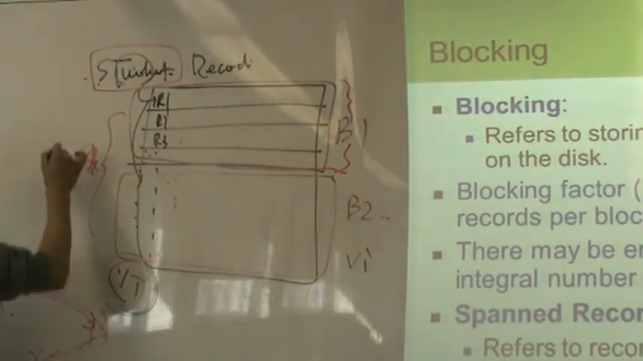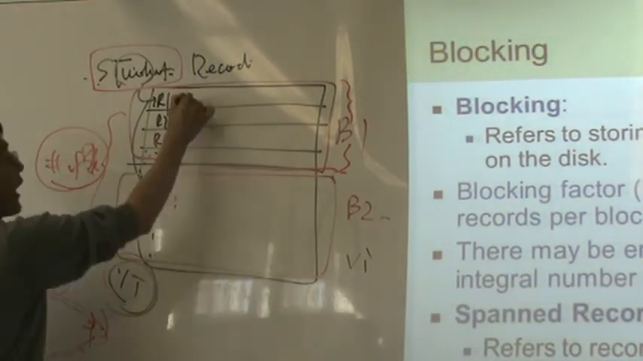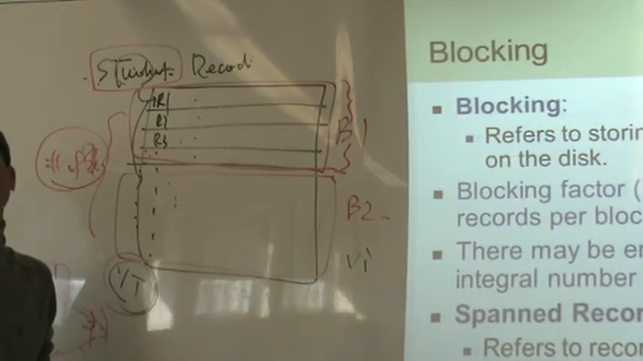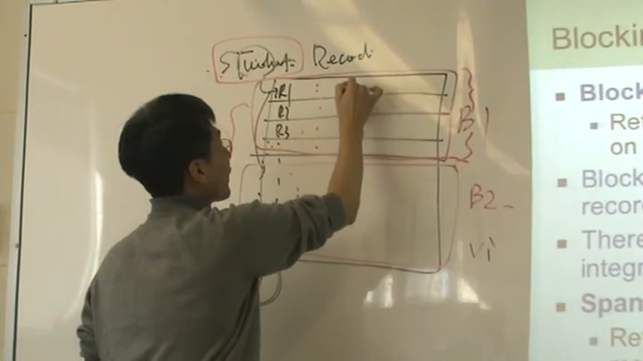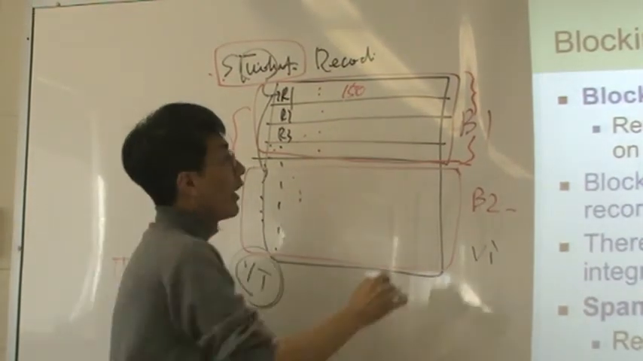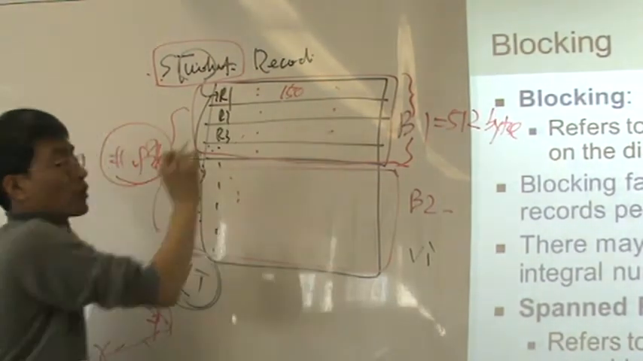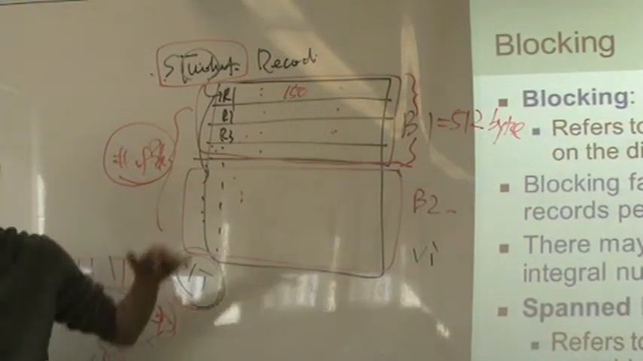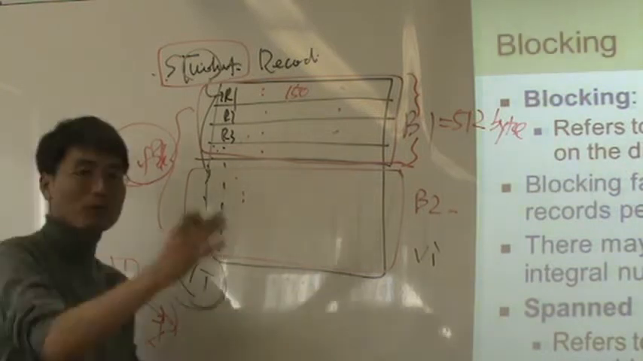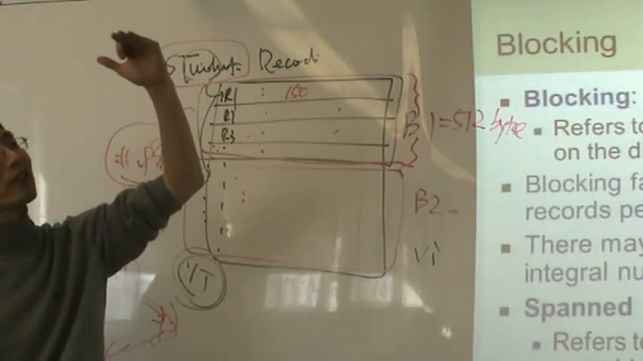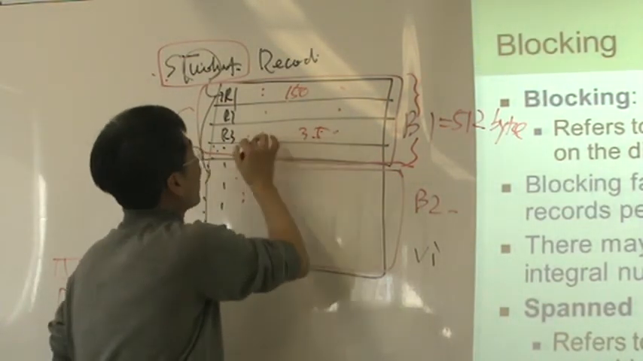So each table has a number of blocks. They don't have to be contiguous. Each block has a number of records. So in this case, for example, one record is 150 bytes, and block size is 512 bytes. How many records can we keep in one block? 3 point something, right? So it's flooring, not ceiling. We cannot have 3.5 records, so we have only 3 records.